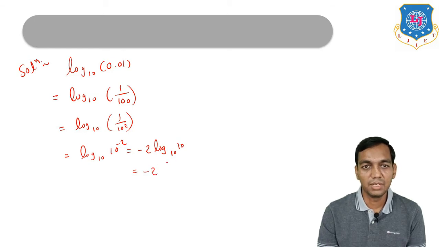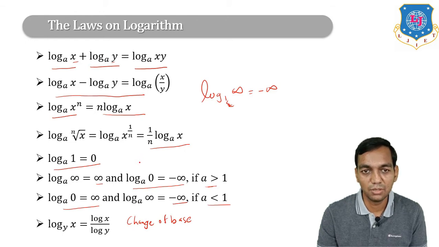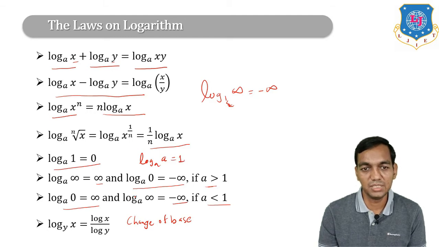Here we have to write down another property. Basically, if you are aware, log a base a always has the value 1. Okay, please remember this thing.